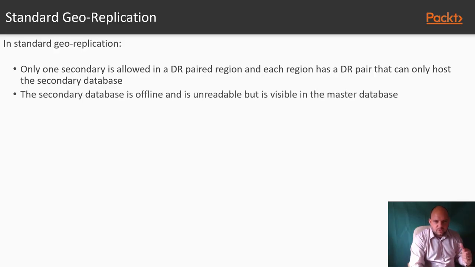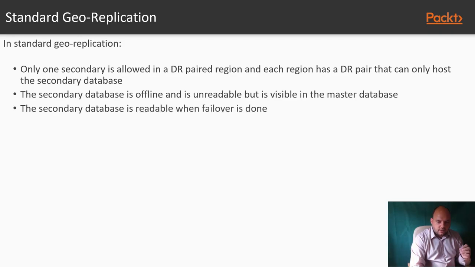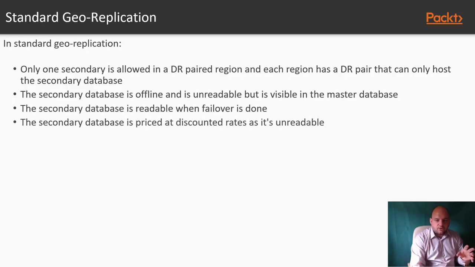The secondary database is offline. This is the big difference with standard and active. It's offline and unreadable. Okay. The secondary database is readable when a failover happens. The secondary database you get at discounted rates as it's unreadable. Now, the secondary replica is supported across all service tiers too.